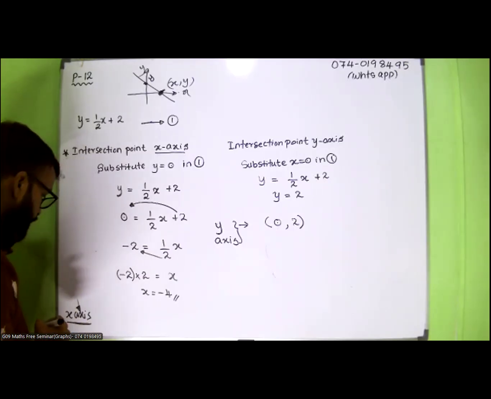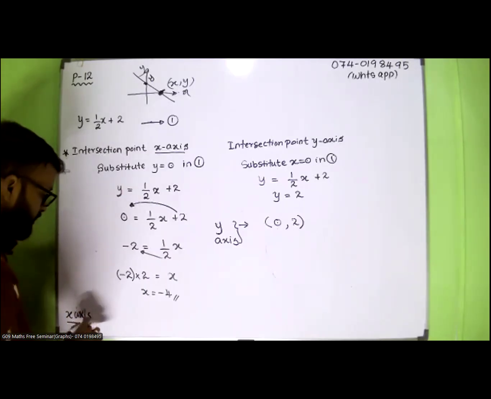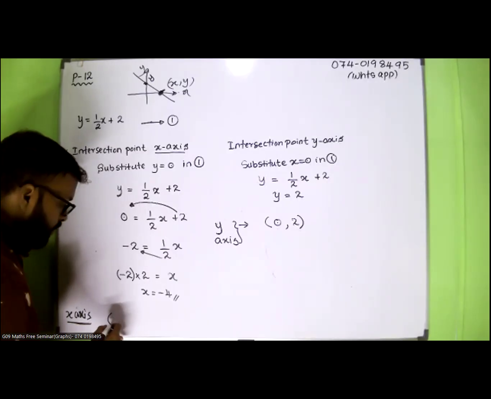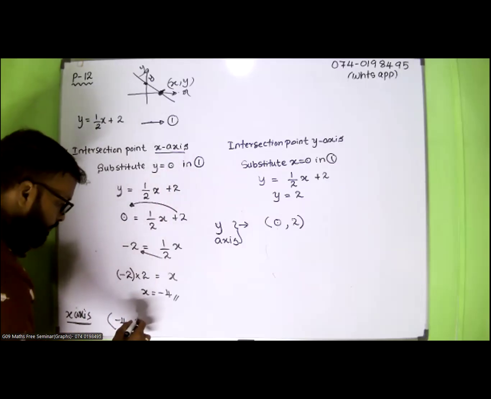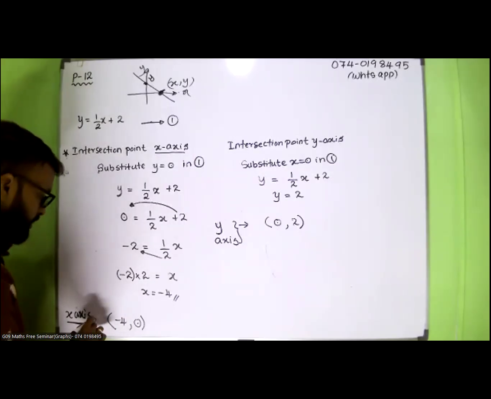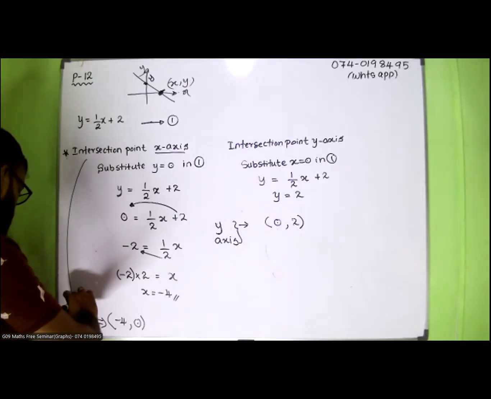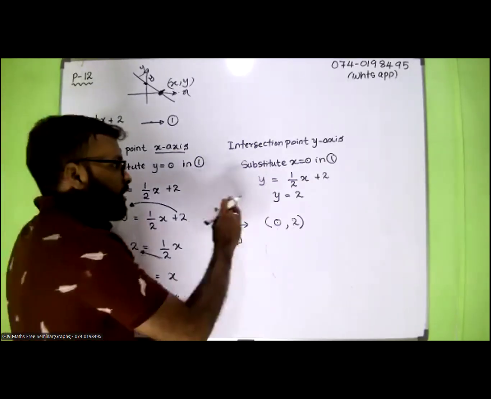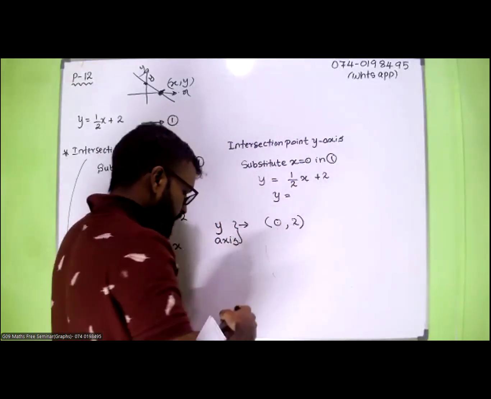Now you can write the intersection point of the x-axis. What is the x-coordinate here? The x-coordinate is minus 4, comma, the y-coordinate is 0. So this is the intersection point of the x-axis. Understood? Likewise, I am going to find the intersection point of the y-axis as well.